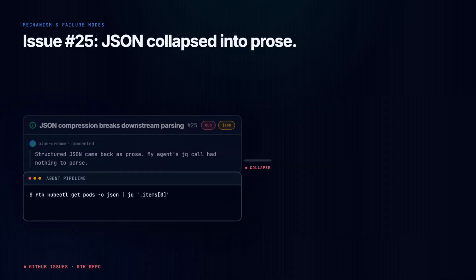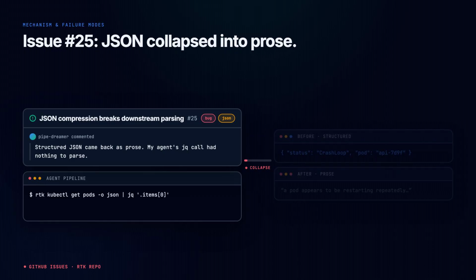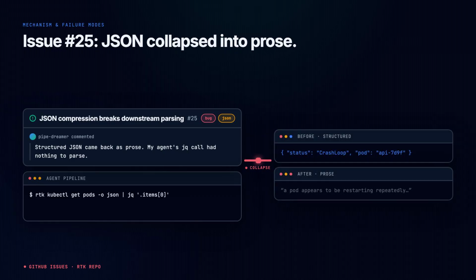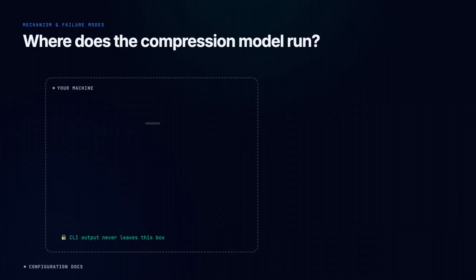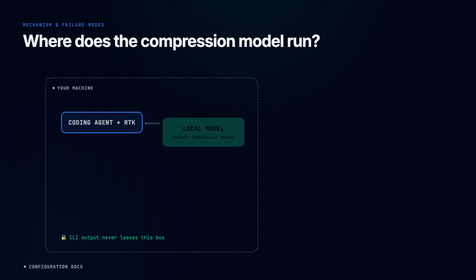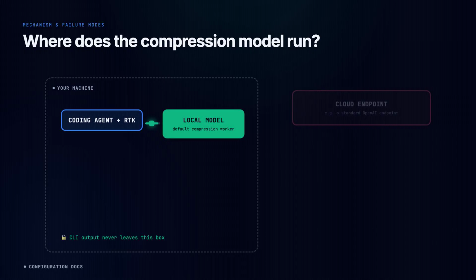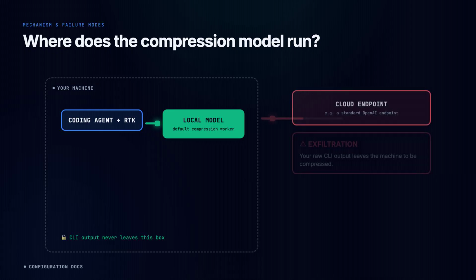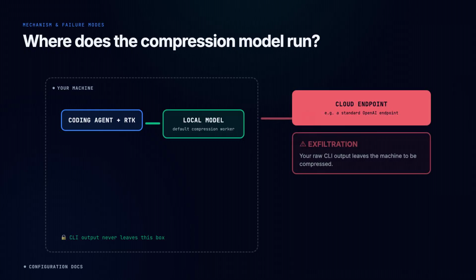Compressing structured JSON data into prose can break agent downstream processing, turning a simple JQ call into a hallucination risk. If you configure a cloud-hosted LLM like a standard OpenAI endpoint as the local compression worker, you are effectively exfiltrating your CLI output, which is a major privacy consideration.